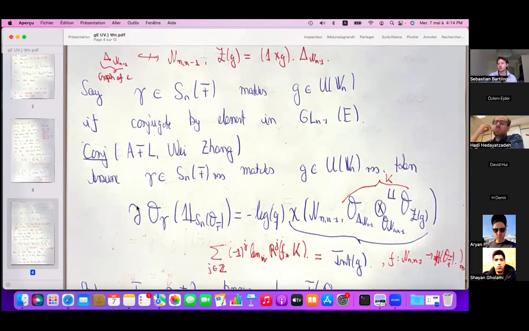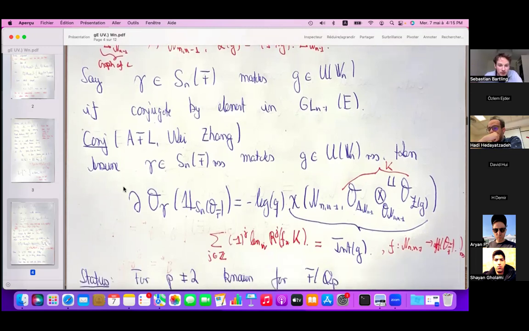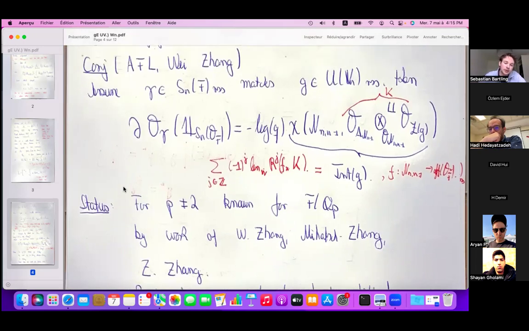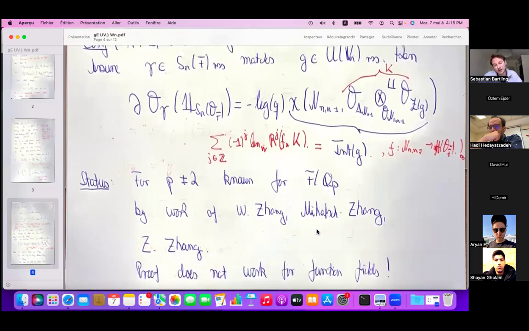Okay, if this is not the case, then let's see what is known about it. The status is that for p not equal to 2, it's completely solved in the p-adic situation. Whenever you're in characteristic 0, then by work of Wei Zhang, Miat Zhang, and Siju Zhang, this is completely solved. But it's still open in the function field situation.